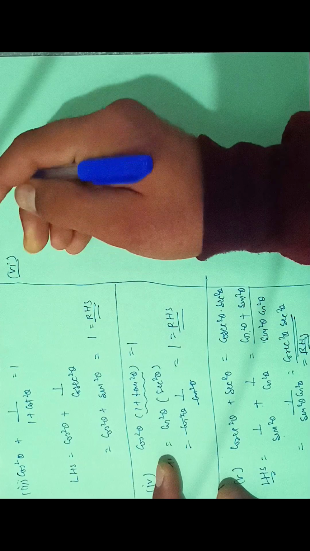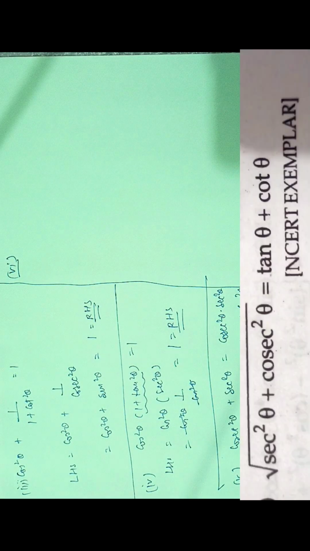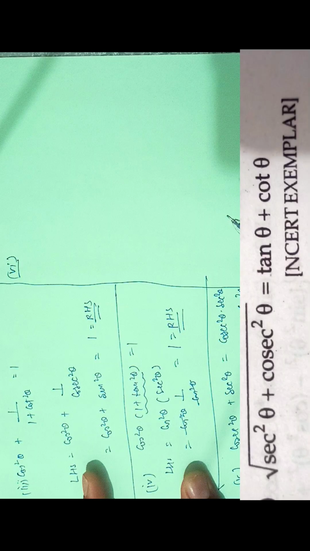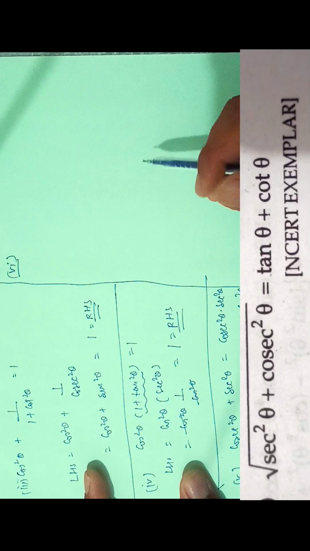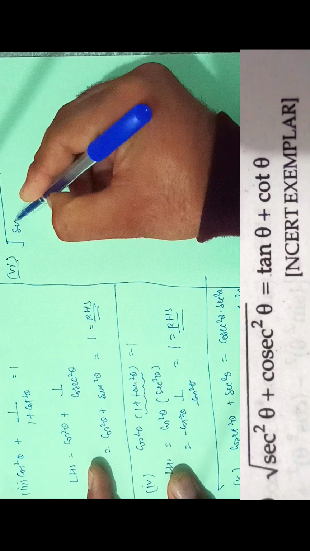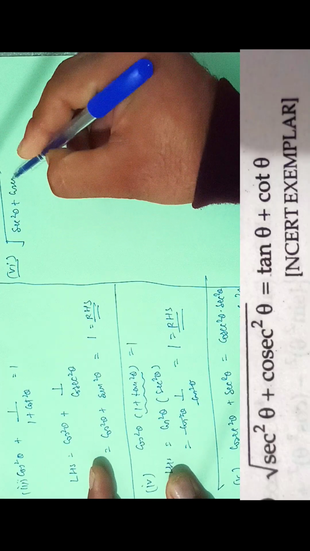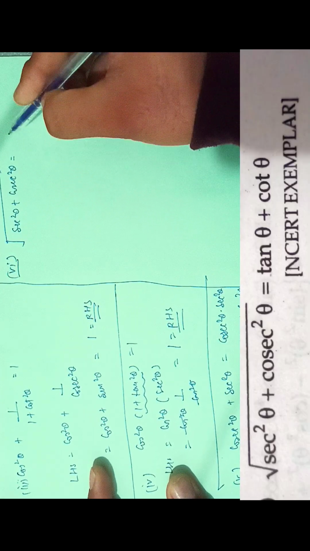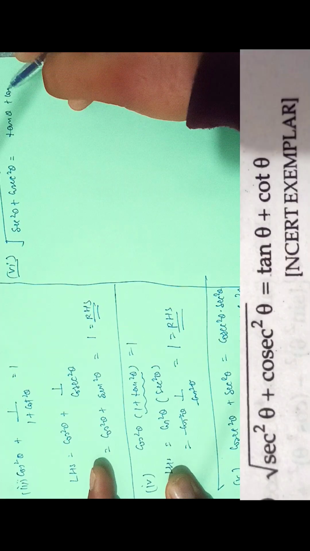Sixth example is, there is nothing to understand in this. You have to just remember some basic things, and after solving this you'll get the right hand side. So the next question is: under root sec square theta plus cosec square theta, and you have to prove that it equals tan theta plus cot theta.